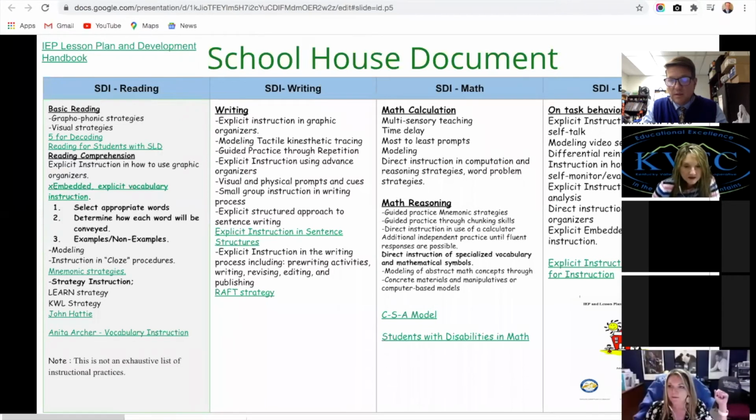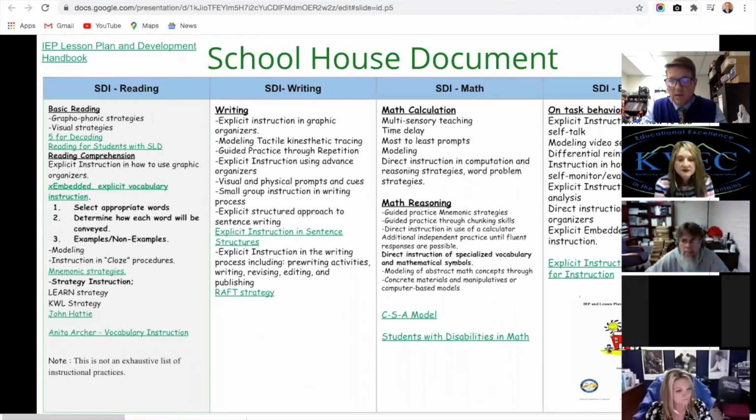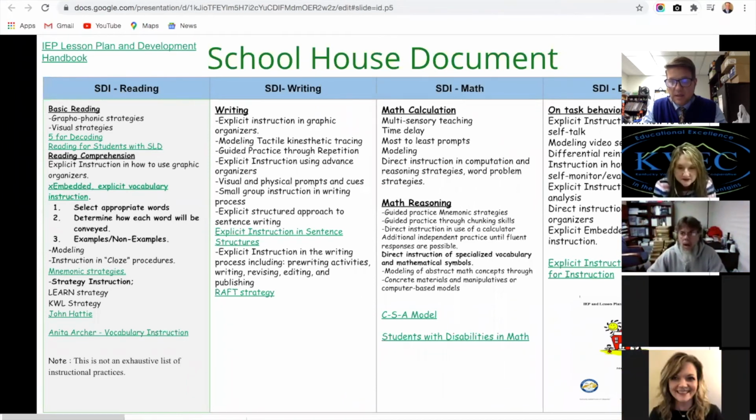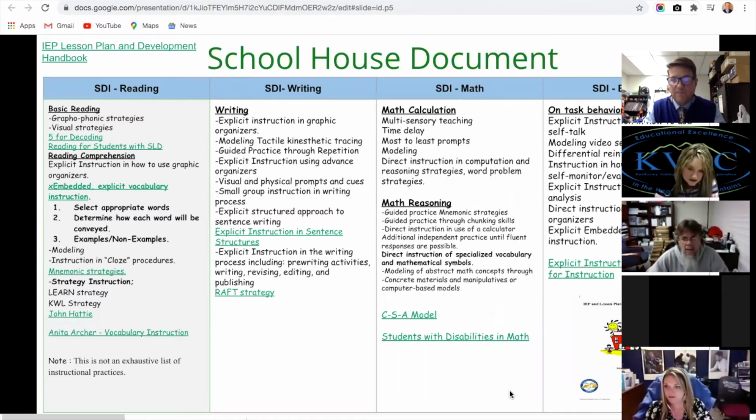Well, I can start. Of course, I'm going to talk about math. When we're looking at math calculation and math reasoning, that's usually the areas in special ed that we always go to, or that's the two that's broken down for us. But the big thing about strategies is we want to make sure we're specifically teaching that student to use that strategy. And those strategies could be as simple as the CSA model, which you had listed earlier.